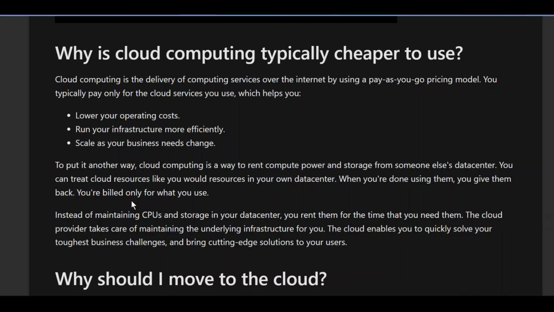Instead of maintaining CPUs and storage in your data center, you rent them for the time that you need them. The cloud provider takes care of maintaining the underlying infrastructure for you. The cloud enables you to quickly solve your toughest business challenges and bring cutting-edge solutions to your users.